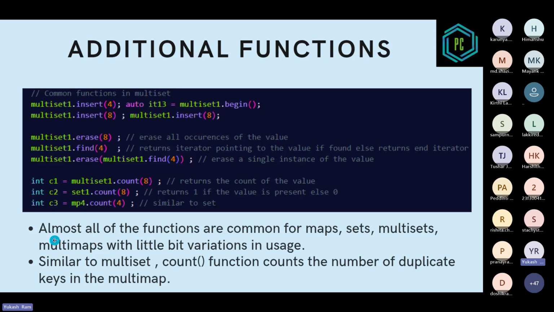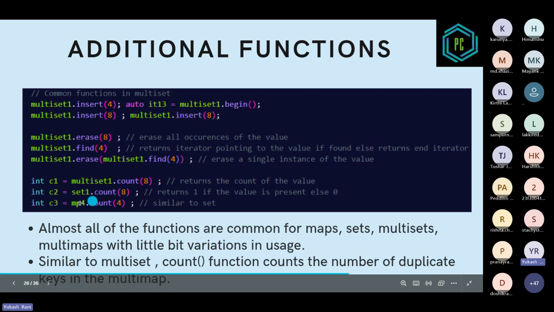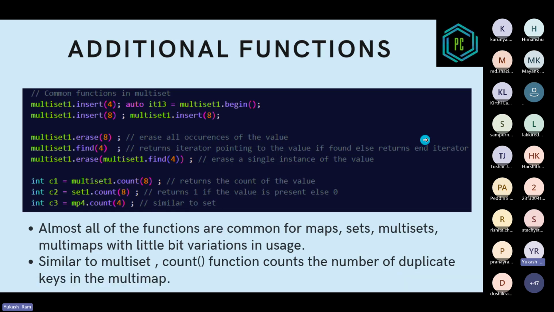As I said earlier, almost all the functions are common for maps, sets, multi-sets, and multi-maps. So you only saw a little bit of variation here. Similar to multi-set, there's a count function for multi-map as well to count the number of duplicate keys.